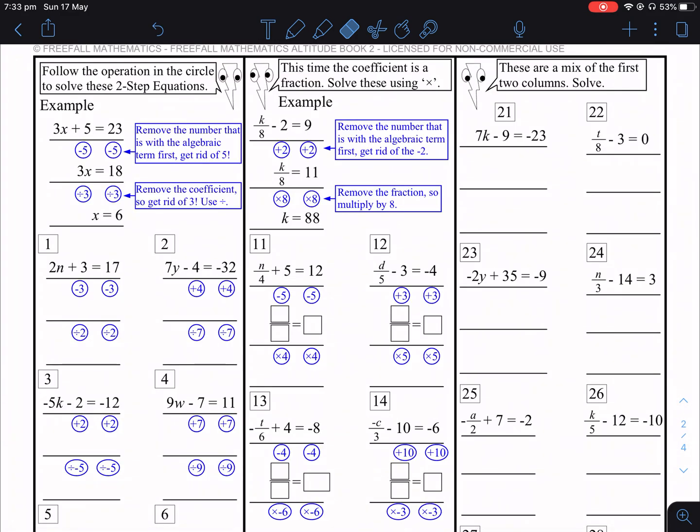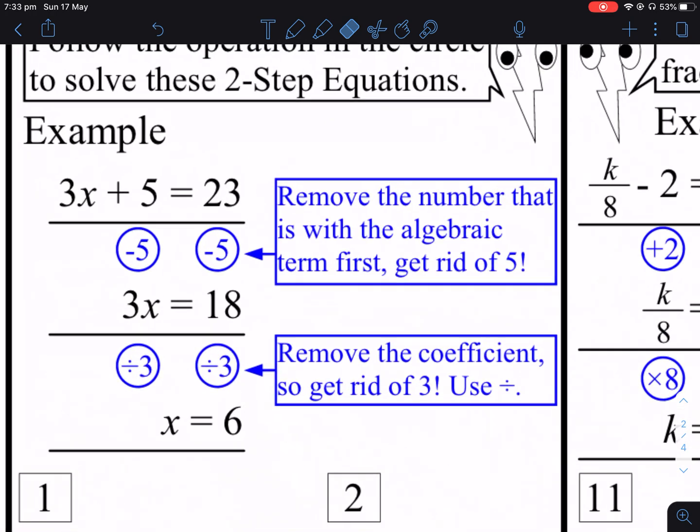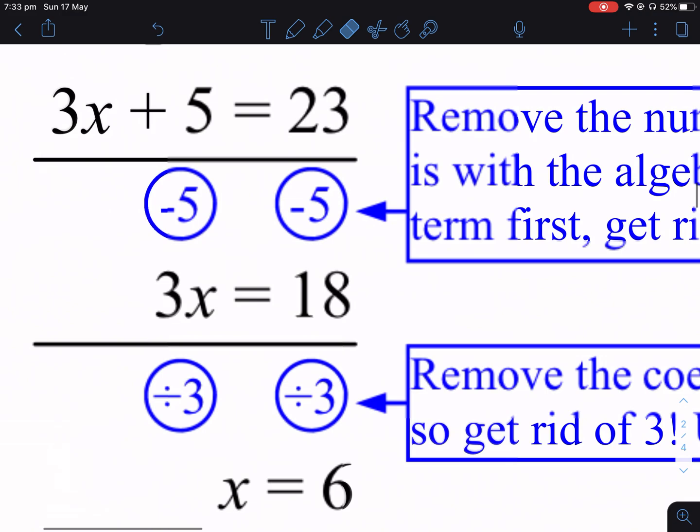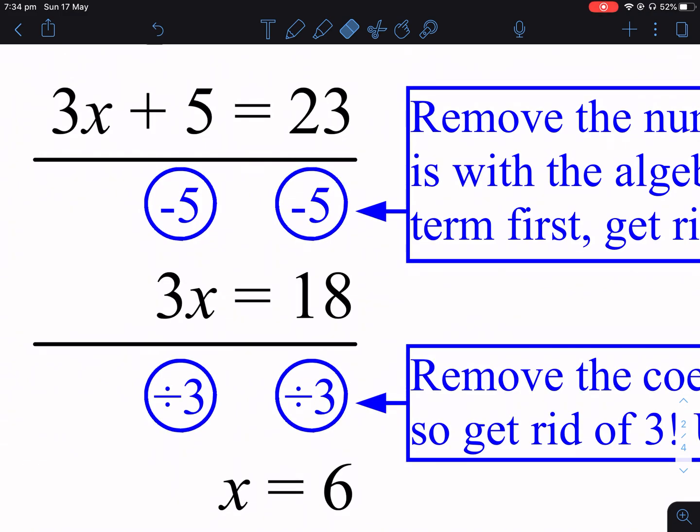Now, these guys talk you through the steps. So if you've got two-step equations, you need to get rid of any addition and subtraction before you get rid of multiplication and division. That's because essentially we're undoing stuff that has happened to get x on its own. So when you undo stuff, you have to do it in the opposite order.